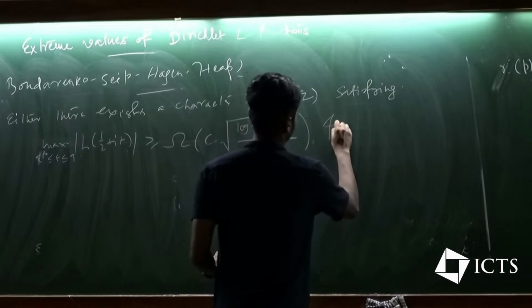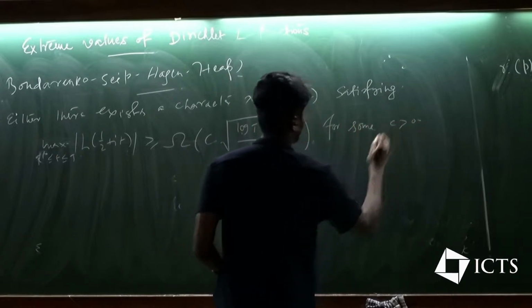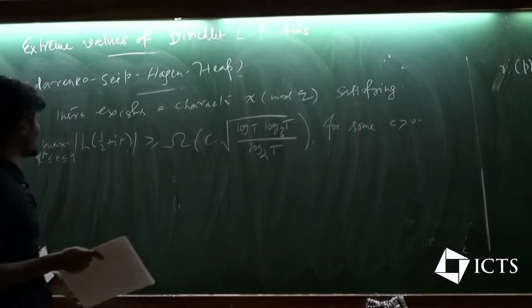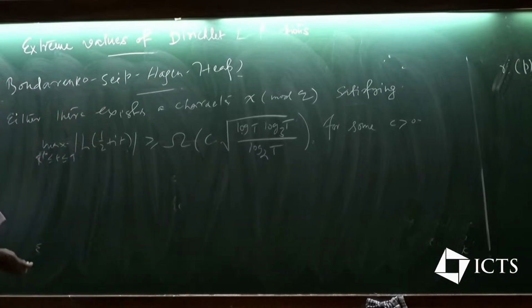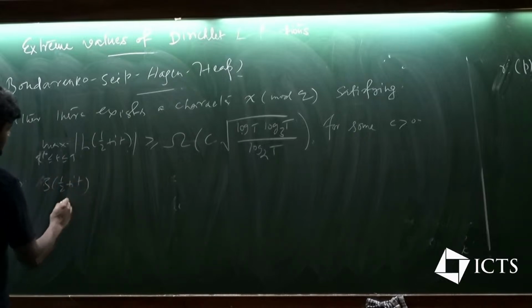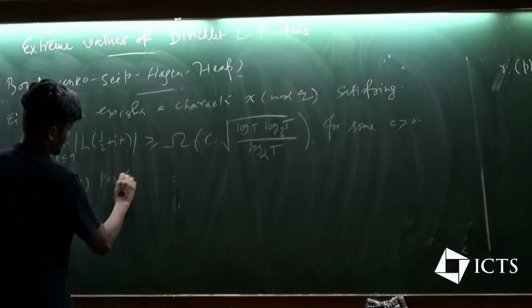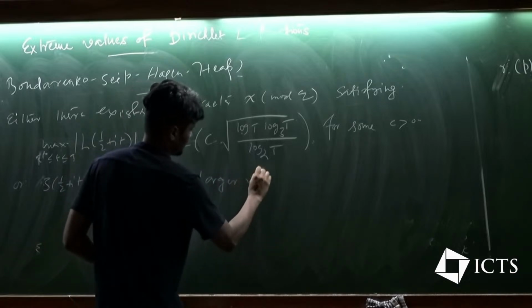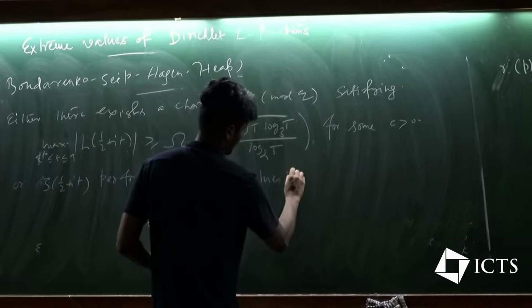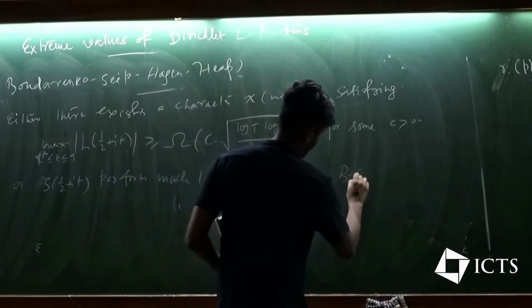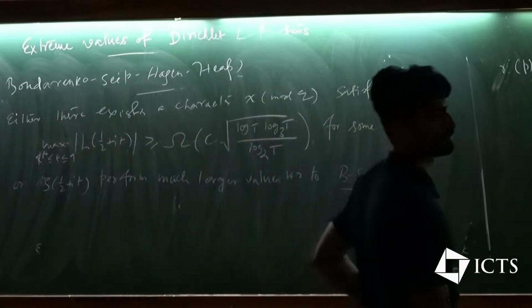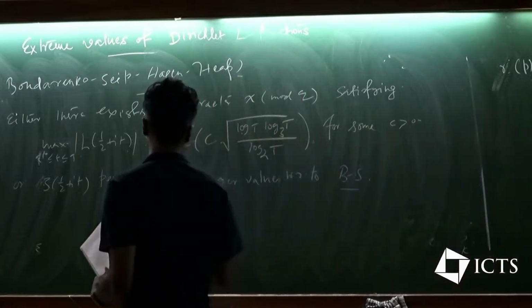for some positive constant, we don't know the positive constant because that is expected to be very small. And either this happens, or if it is not the case, then the zeta function performs much larger values with respect to Bondarenko and Seip. That means you can improve the constant of Dirichlet and Tenenbaum. This kind of result is called a dichotomy result.